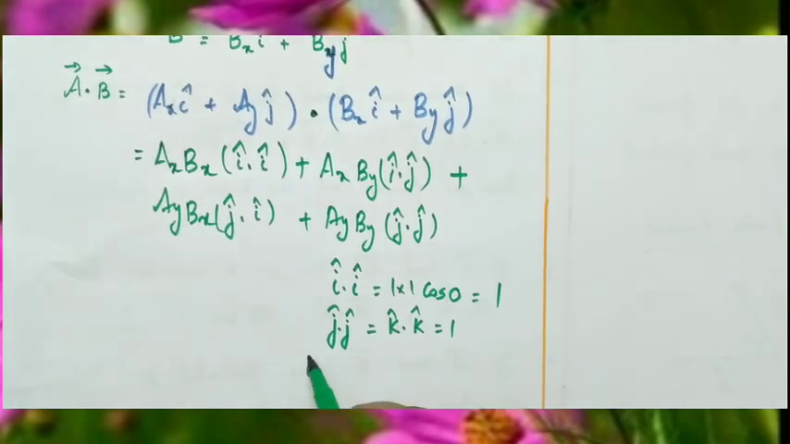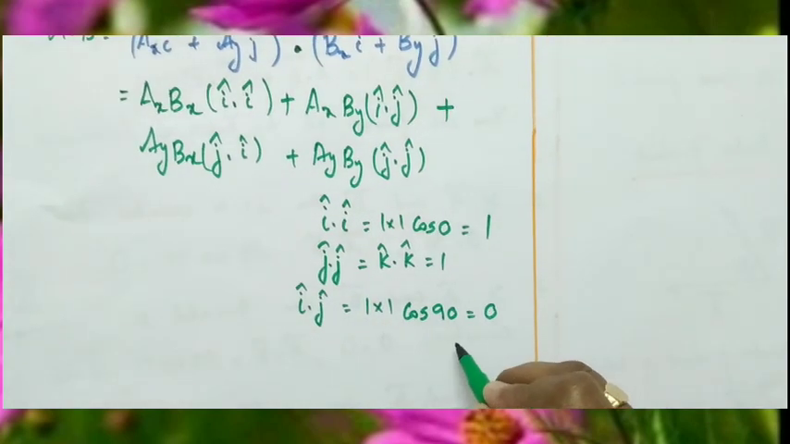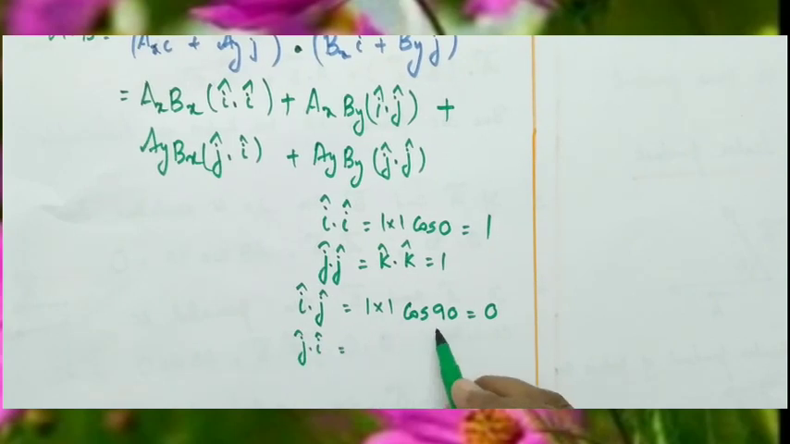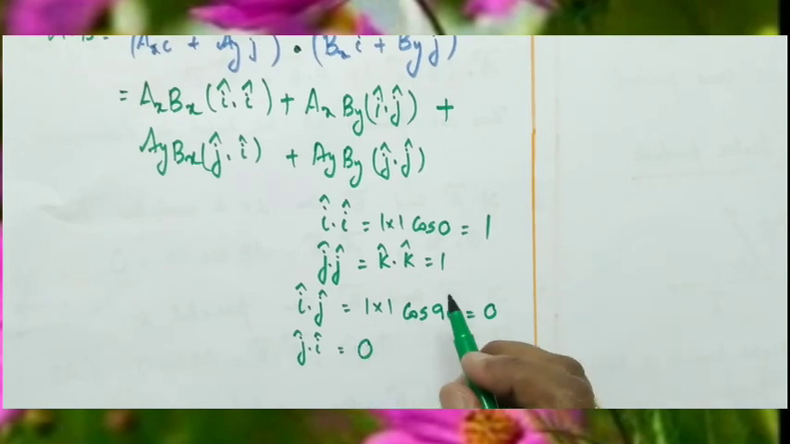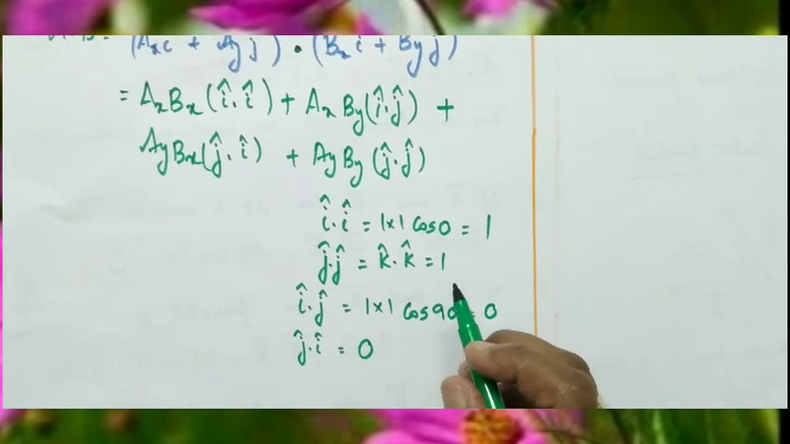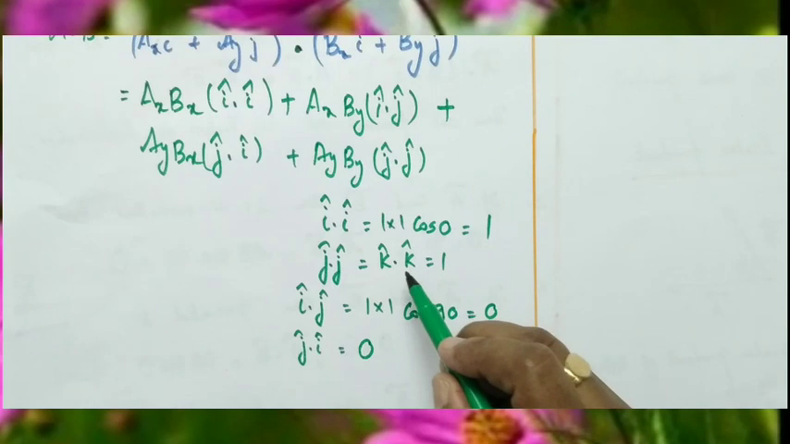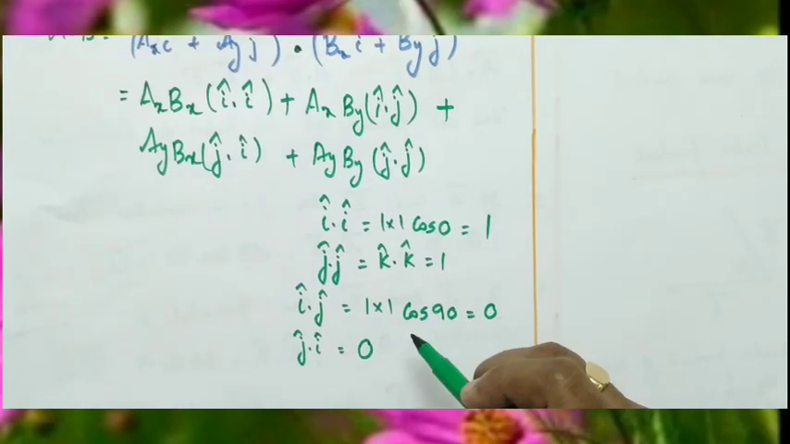Remaining, what is i dot j? i along the x axis, j along the y axis. Magnitude is 1 into 1. What is the angle between them? i along the x axis and j along the y axis, the angle is 90 degrees. So it is cos 90, and cos 90 is equal to 0. Similarly, j dot i is also 1 into cos 90, that is 0. i dot k, 0. k dot i, 0. j dot k, that is all 0. So for unit vectors, i dot i, j dot j, k dot k is equal to 1 and all other dot products are equal to 0.